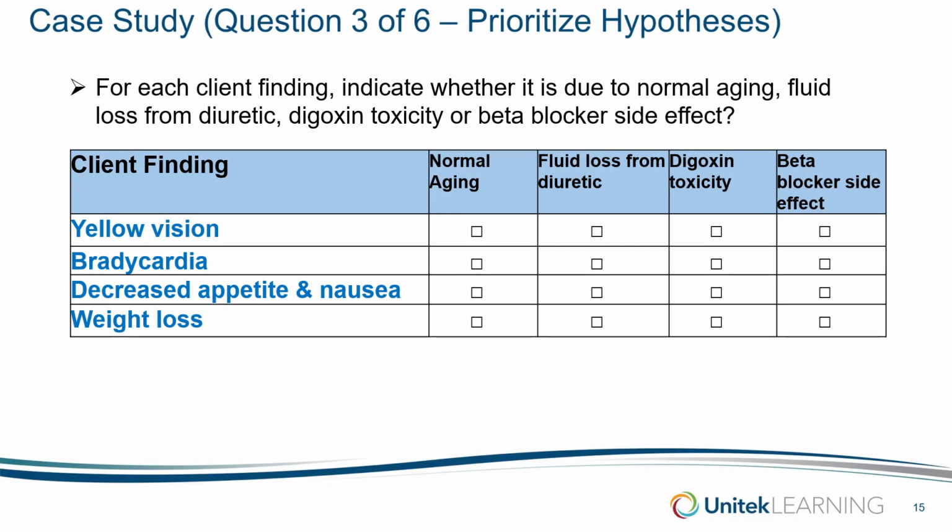Question 3 of 6 of the case study will have us prioritizing a hypothesis. For each client finding, we need to indicate whether it is due to normal aging or due to fluid loss from diuretic or digoxin toxicity or a beta blocker side effect. Please review the client findings carefully, and please indicate what you think might be happening here. Feel free to pause the video so that you can take the time you need to be able to answer this question correctly.